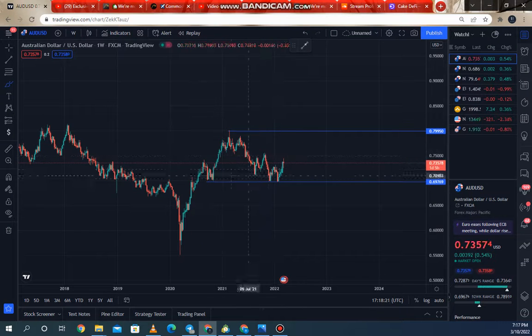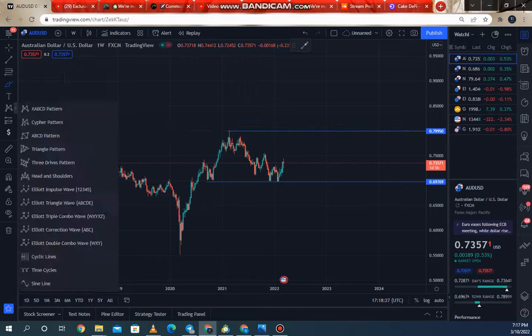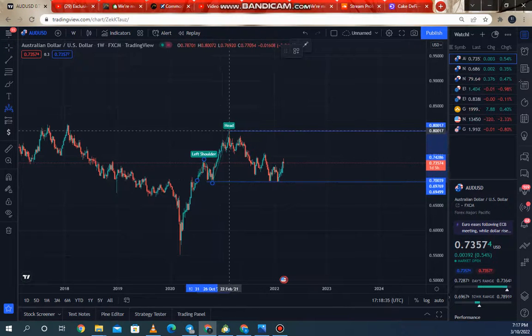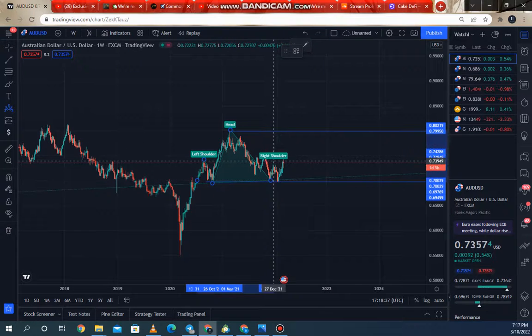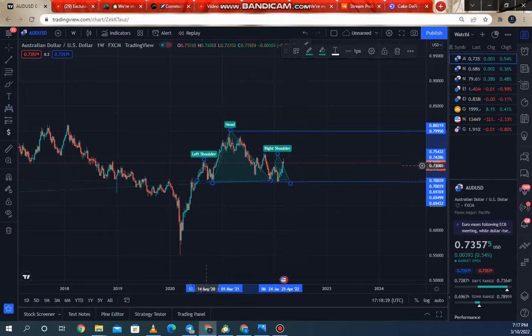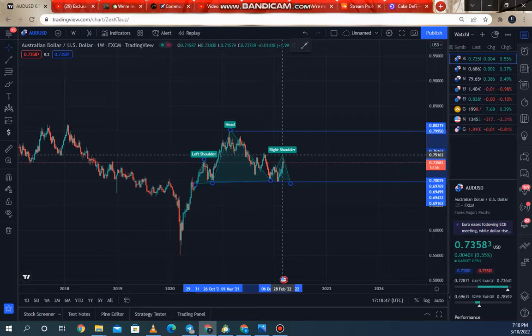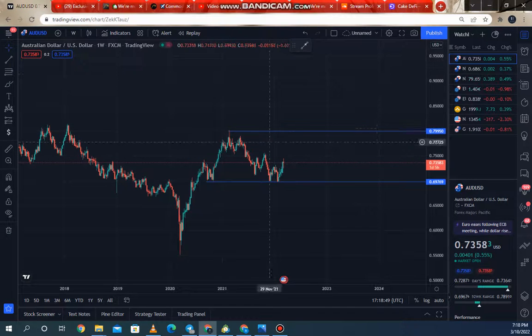And how does this confirm that this will be a head and shoulder? This left shoulder of ours, let me just take this to the highs, and readjust this like that. So I have this head and shoulder formation which looks like it's forming.